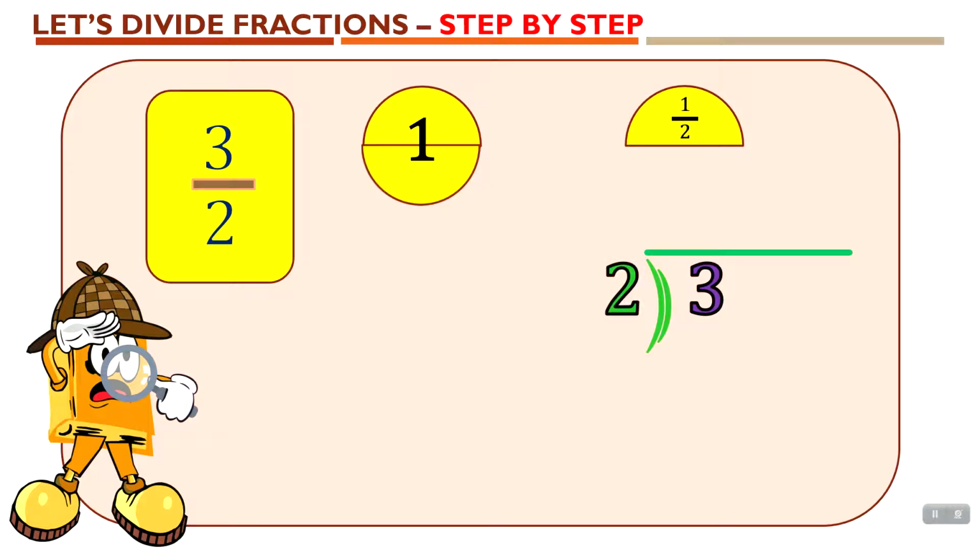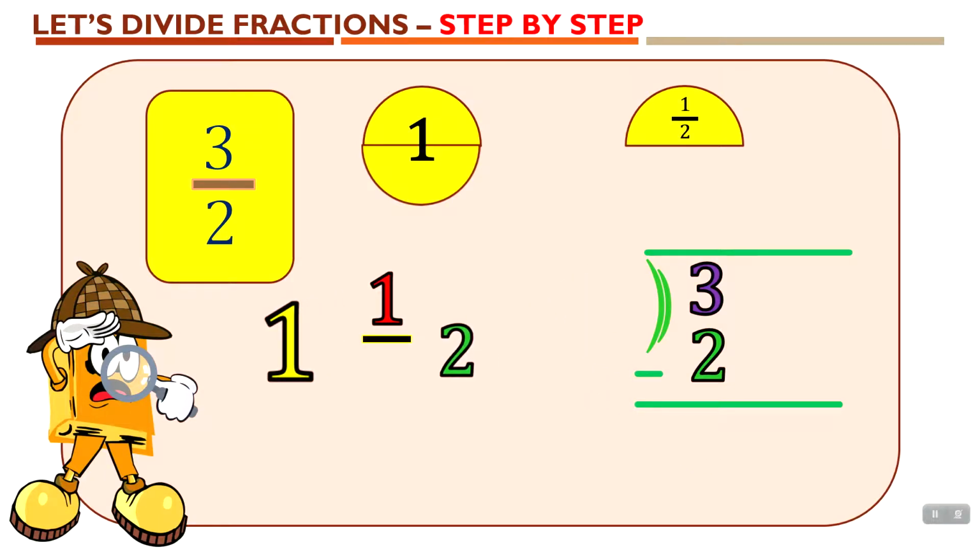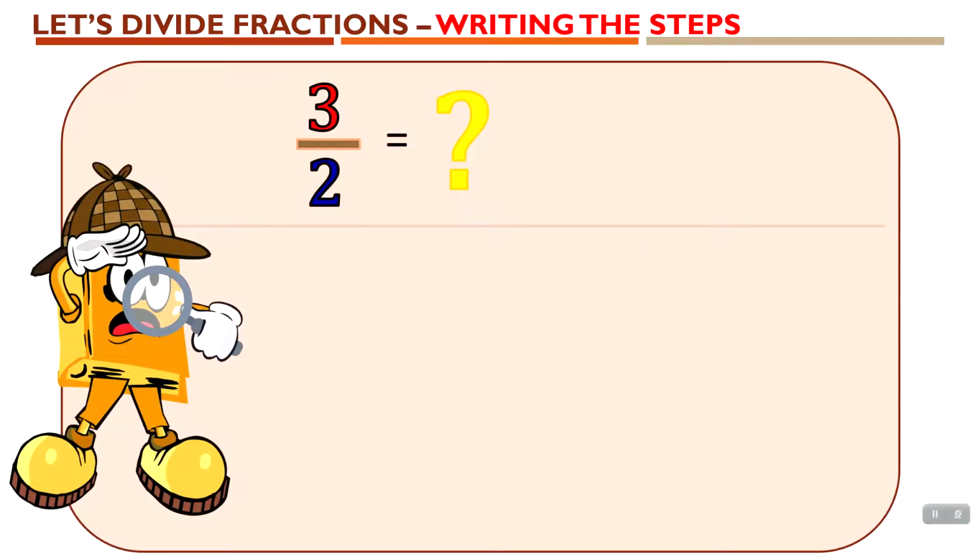We can represent this by dividing 3 by 2. 3 over 2 is really 3 divided by 2. The line that separates the numerator and the denominator we can look at as division. 2 goes into 3 once. 1 times 2 is 2. When we subtract, we get 1 as our remainder. And so our answer is 1 and 1 over 2. We can see that in the diagram above.